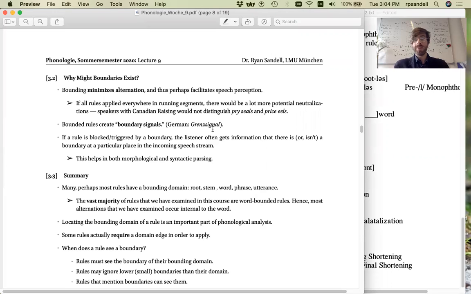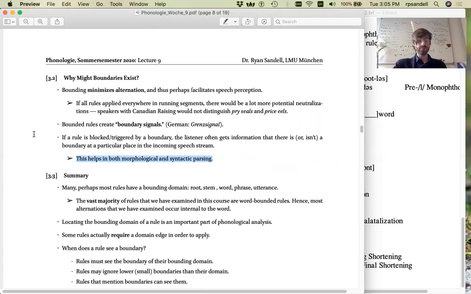So perhaps the application of processes that need to refer to those boundaries or are blocked by those boundaries help speakers to say where the morphological boundaries are inside of words, or where the boundaries between words or between syntactic phrases are. So in effect, these rules might help speakers in doing the work of morphological or syntactic parsing, saying, yes, I know a word is here. Yes, I know that this constitutes one syntactic phrase, for instance.